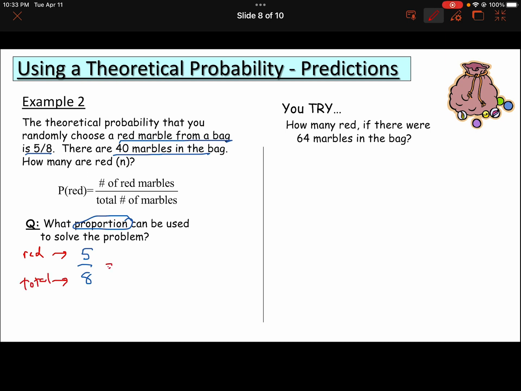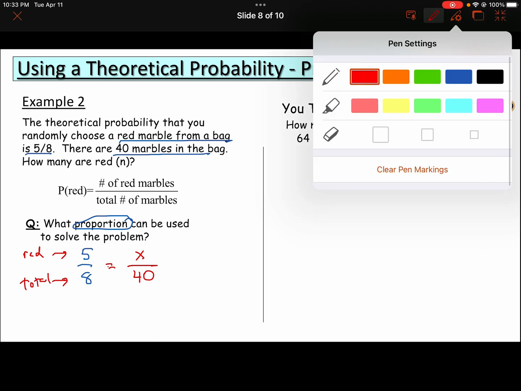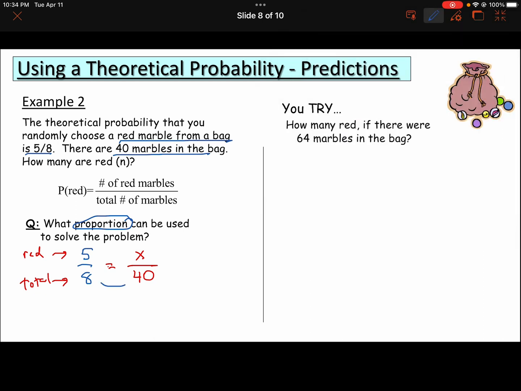Well, we're going to set up a proportion. And what would make it equal? Well, if there's 40 marbles in the bag, it doesn't say 40 red marbles. It says 40 marbles. That's the total number of marbles. And we're trying to find X, the number of red marbles. Now, you can do Jimmy Neutron, but in this case, I see that 8 times 5 is 40. So I'm just going to do common multiplier, and 5 times 5 is 25. So there would be 25 red marbles in a bag if the probability is 5 out of 8 and there are 40 marbles. Then it would have to be 25 out of the 40 are red.